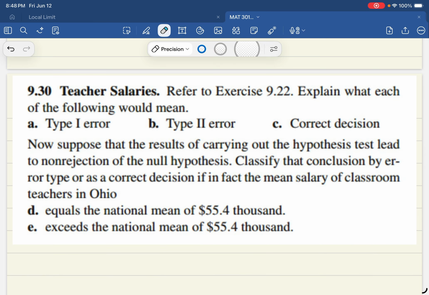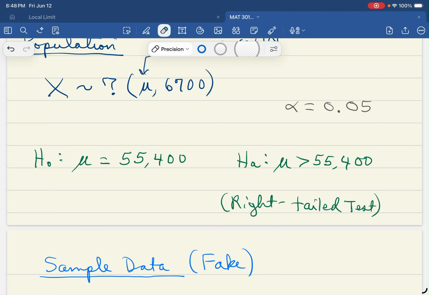Now a type 2 error, that means that the null hypothesis is false and we make a mistake. So that's the probability that we fail to reject the null hypothesis given that the alternative is true. So again, with a type 2 error, the alternative hypothesis is true and we make a mistake. So we fail to reject the null even though the alternative is in fact true.